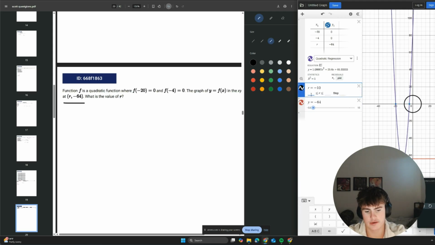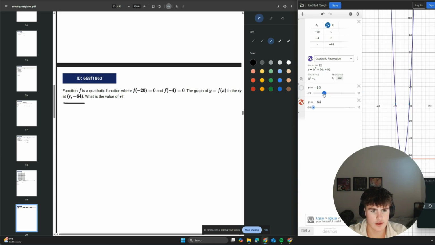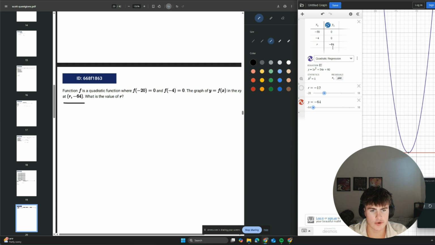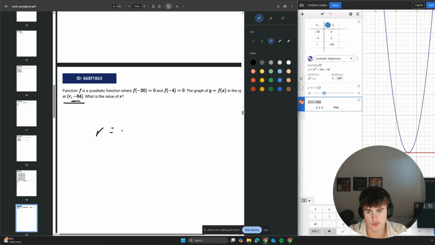So I'm going to expand the bounds here. Ignore the circle, by the way, it just does that. Okay, so as you can see, it's at 12, is that right? The point I plugged in for the vertex here is on that negative 64 point, which I knew to put because you have this point right here when the vertex is negative 64. So this has to be the answer. R is going to be negative 12.